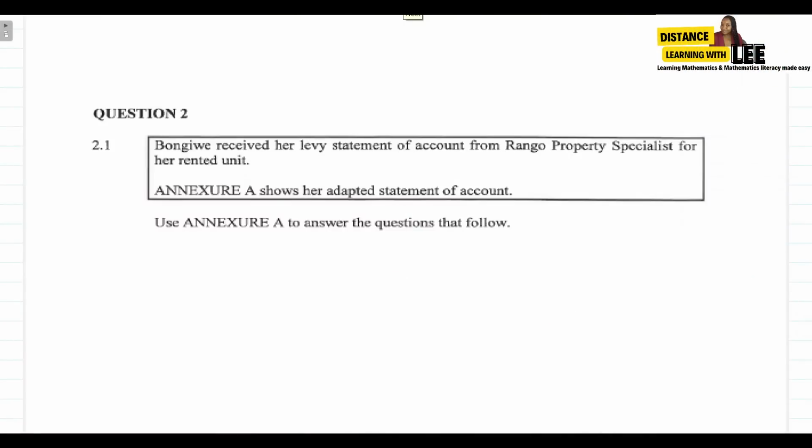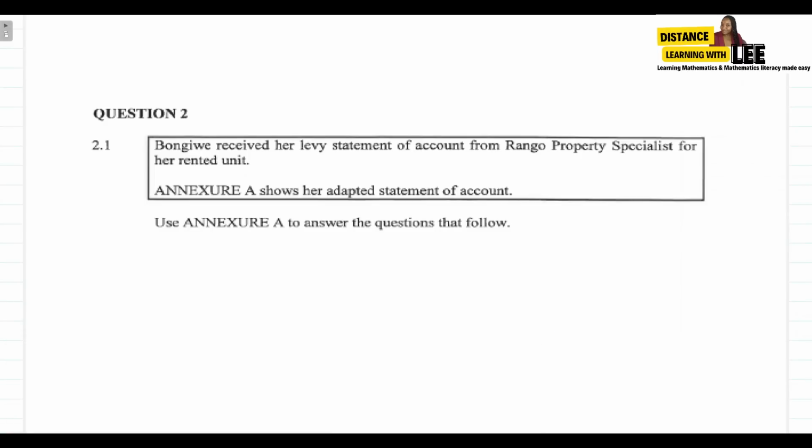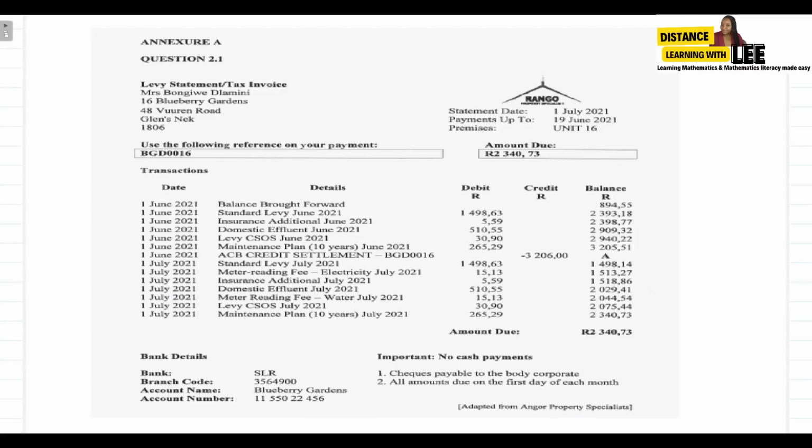On today's video tutorial, guys, we are still going through the grade 12 mathematical literacy paper 1 that was written in June 2022. And in this video tutorial, we are going to be tackling question 2.1. Question 2.1 is basically a question that deals with financial documents, right? So we're going to be looking at a financial document that is given to us here. It's a tax invoice, and we're going to be answering questions based on our analysis of this financial document.